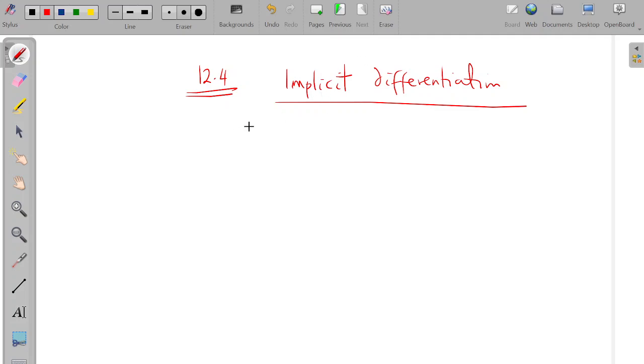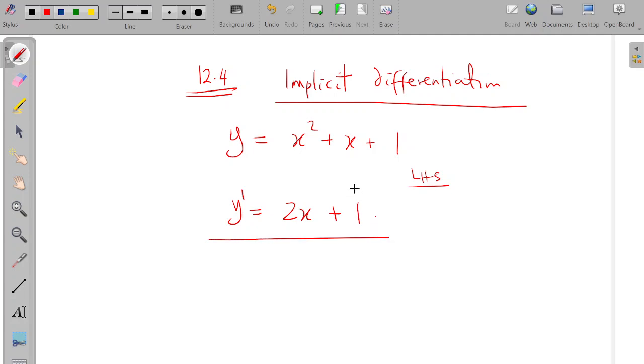Alright, we are used to when you are given y equals something, maybe x squared plus x plus 1. That means you are given the value of y explicitly. That means after the equal sign, we have only x there. So you are given y in terms of x. Now to derive this, you say the derivative of y is 2x plus 1. So you can just derive like that.